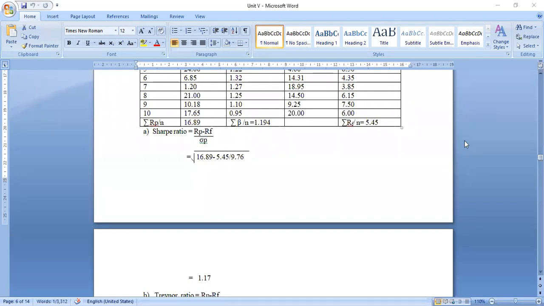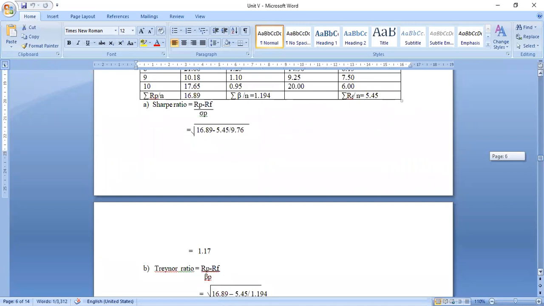I'll just complete this, and later on I will tell why we are using the mutual fund return and not the market index return. After this substitution, 16.89 minus 5.45 divided by 9.76, we get the value as 1.17. So this is the Sharpe ratio.